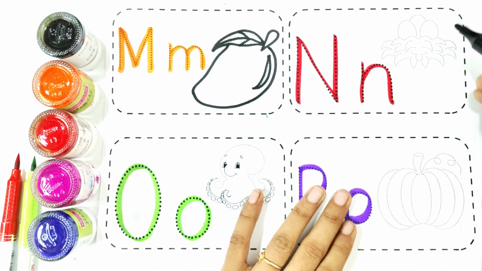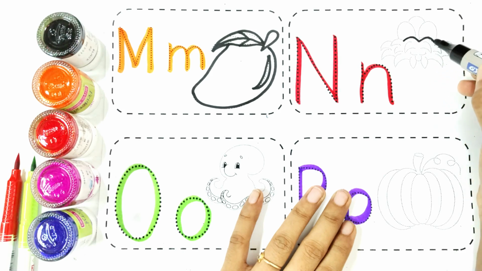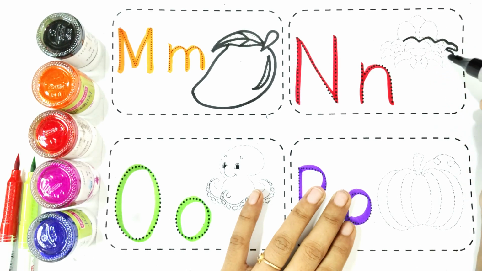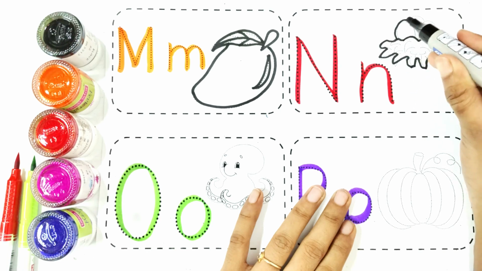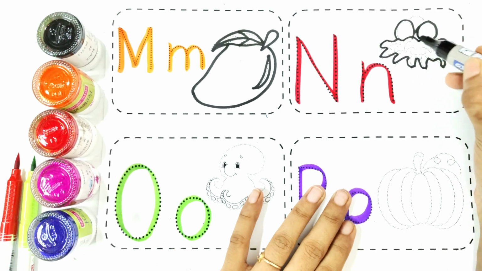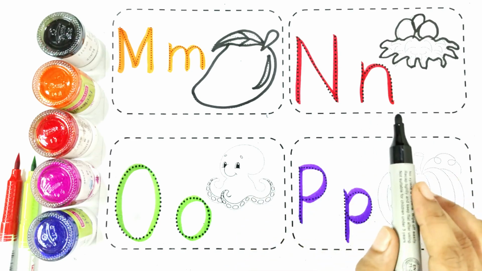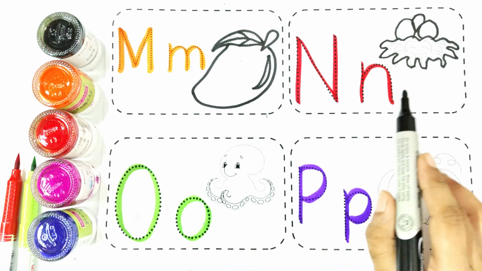N is for nest. Draw with me a nest. Again, say with me, N is for nest.